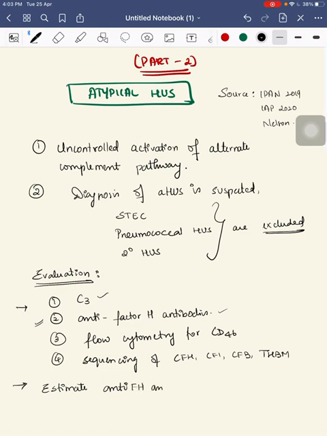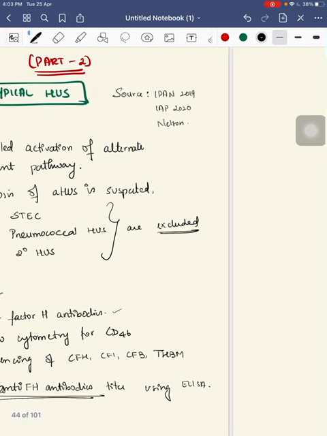Next, if the anti-factor H antibody is positive, then estimate the anti-factor H antibody level, that is the titer, using ELISA. Patients with anti-factor H antibodies do not routinely require genetic testing or screening for genetic variants.